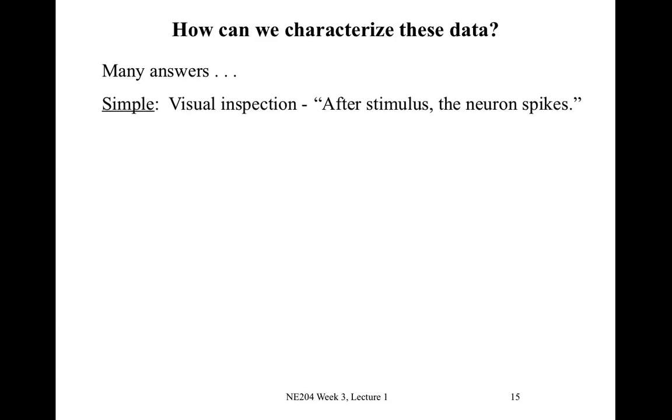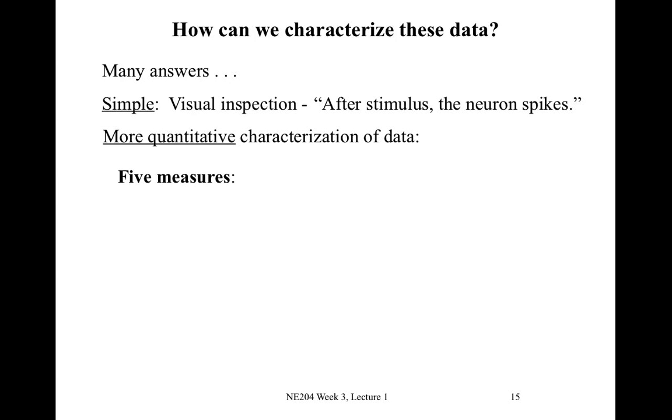Okay, so how do we characterize these data? We've now collected multiple spike trains across, let's say, K trials. So we have all of this data. How do we characterize it? There are many answers. We can start in a simple way, which is always a good way to start: visual inspection. And maybe we perform a verbal model of these data, and we can say after the stimulus is applied, the neuron spikes. That's a fine way to start. So we observe something about the data. But we'd like to get more quantitative than this and start characterizing the data using quantitative methods.